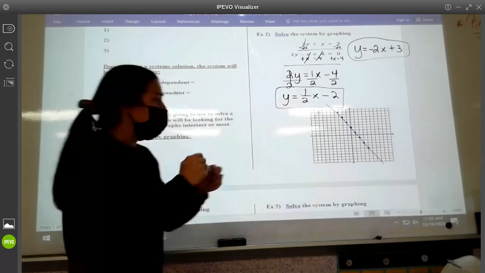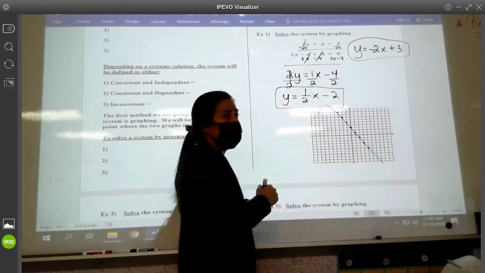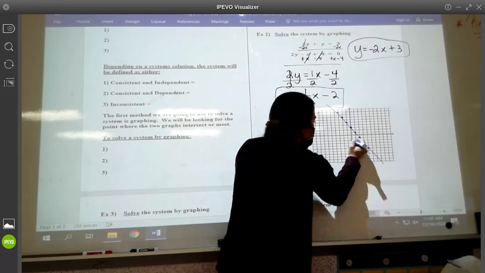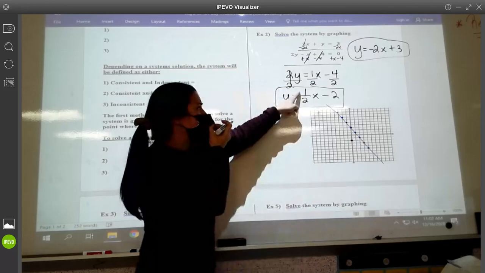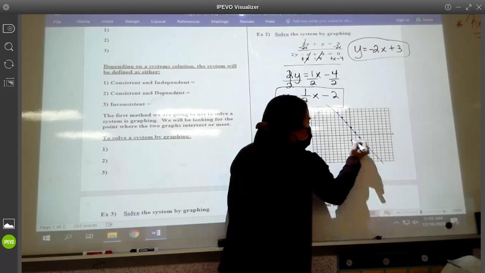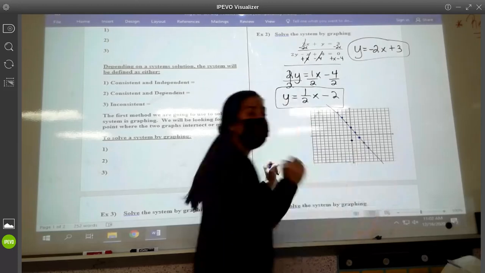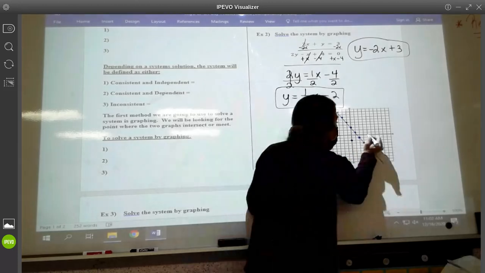All right, let's graph the other line. The other line has a y-intercept of negative 2 and a slope of 1/2. So up 1 and right 2. And actually, when you go up 1 and right 2, you come immediately to an intersection point.